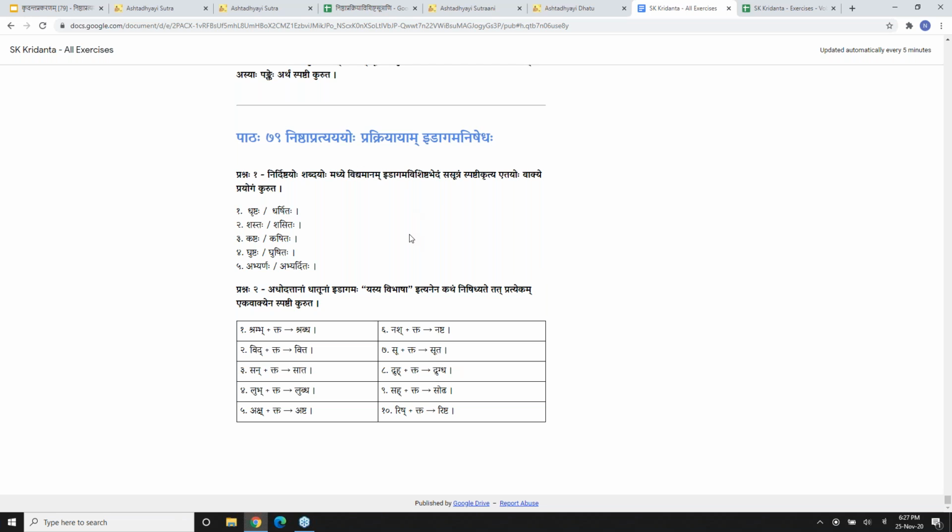Let's take a quick look at the exercise. I would like to spend a minute or 2 on the exercises. First question: Nirdishtayoho shabdayoho madhye vidyamanam idagama vishishtam bhedam sasutram spashtikritya etayoho vakye prayogam kuruta. In some cases there will be idagama and in some cases there will be no idagama. I have explicitly given pairs: dhrushta versus dharshita, shasta versus shasita, ghushta versus ghushita. Explain just the name of the sutram, sasutram spashtikritya. You don't have to explain the sutram. Just give the name of the sutram that will block the idagama here and bring the idagama there, and use these words in your own sentences to show the difference.